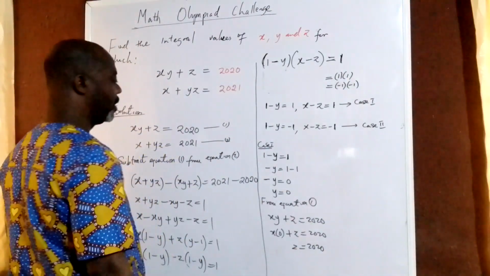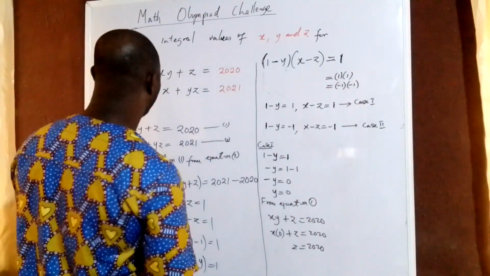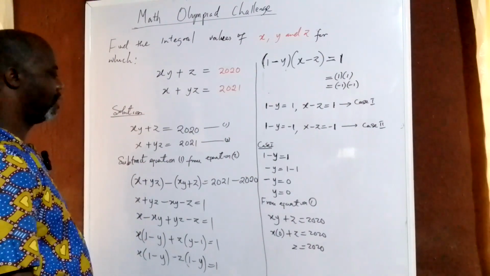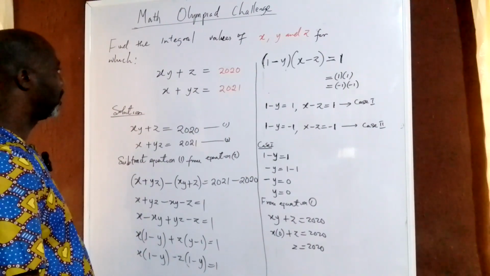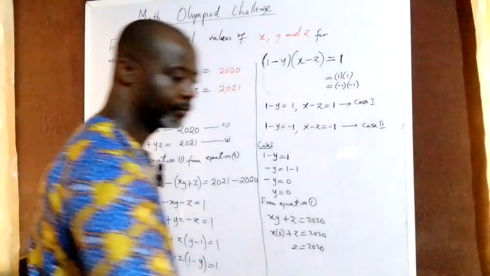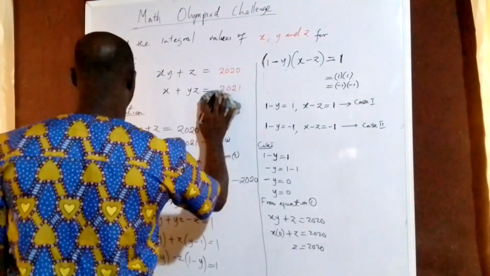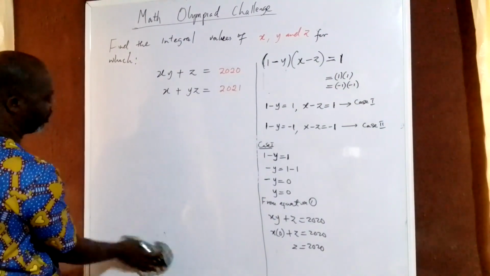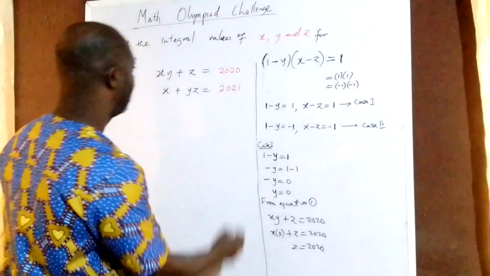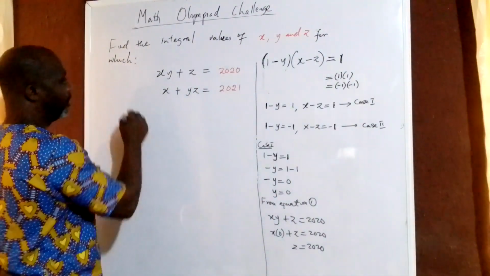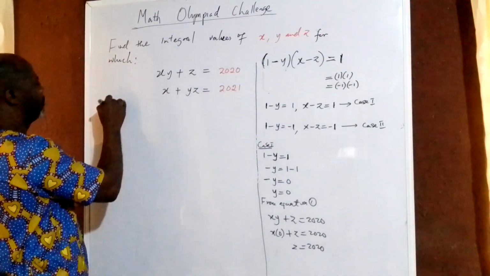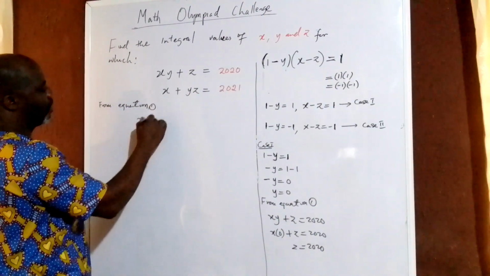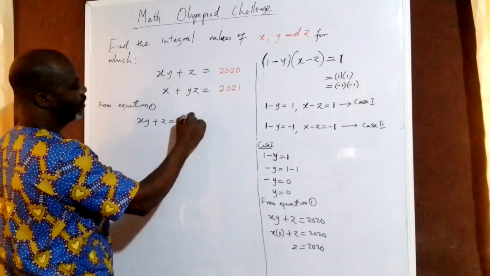Now, still dealing with case 1, if we have y and z to be the values given, what will then be the value of x? So what we are going to do is to substitute, still in equation 1, that is xy plus z equal to 20.